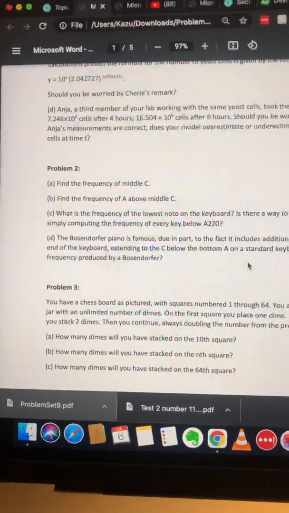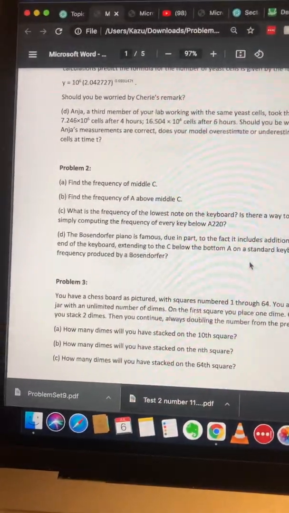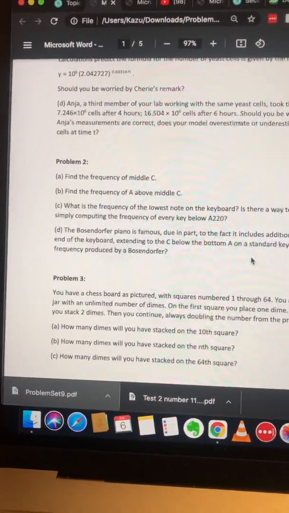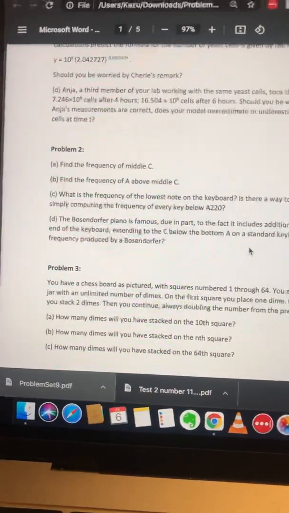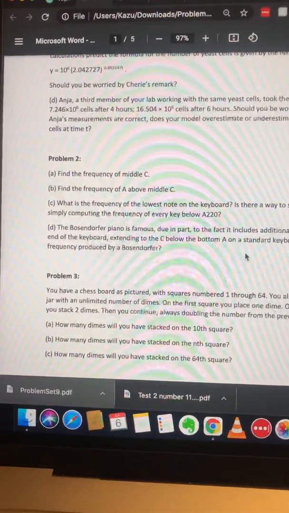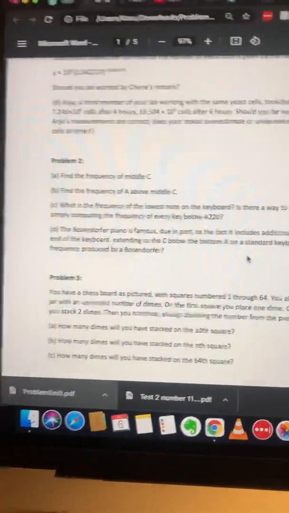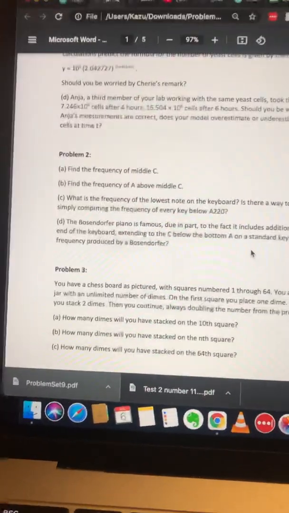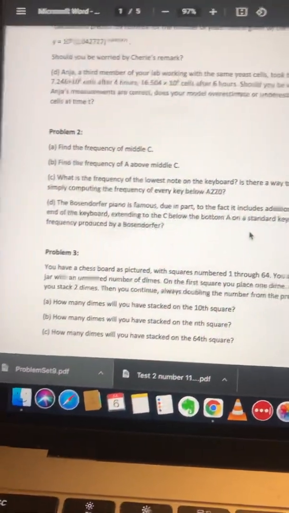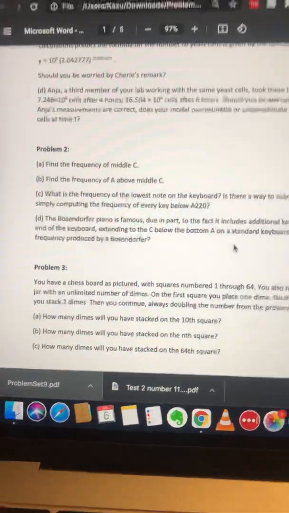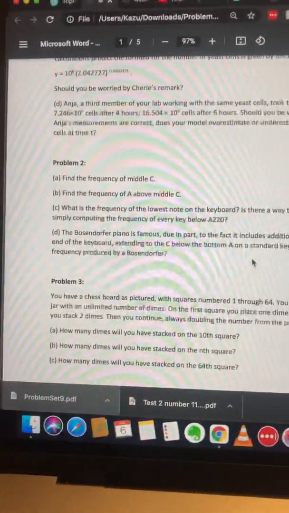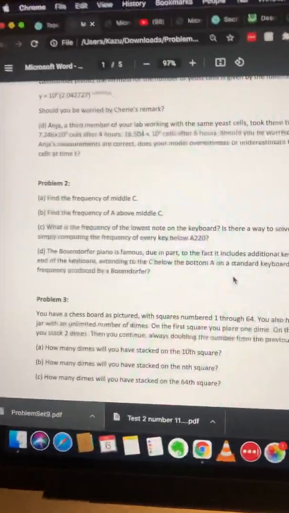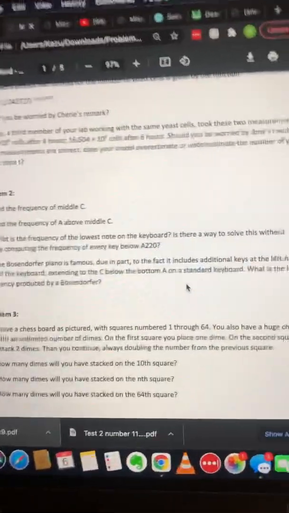Problem 2 basically asks us to find the frequencies of different piano keys, or tones, or notes, excuse me. So the first part asks us to find the frequency of middle C. In order for you to understand how this works, you either have to have some understanding of music theory, or you have to know how to use Google.